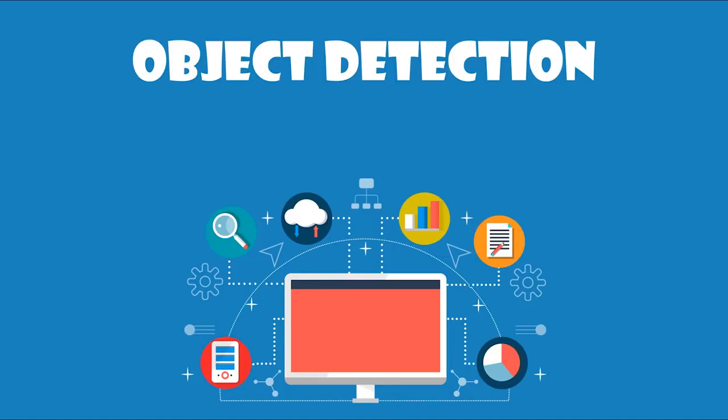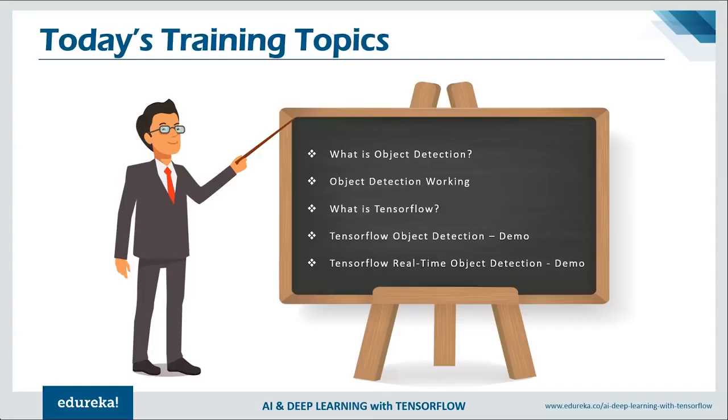So before moving forward, let's have a quick look at the agenda of this session. First of all, I'll be starting with explaining what exactly object detection is. Then we'll have a look at the object detection workflow, how exactly it works, and the various industrial use cases of object detection. Then we'll understand what TensorFlow is, and I'll end this video with two demos. The first one being the TensorFlow object detection, where we can detect objects using our own input images. And the second demo is based on live object detection, where we'll detect objects in real time. So without wasting any time, let's go ahead and start.